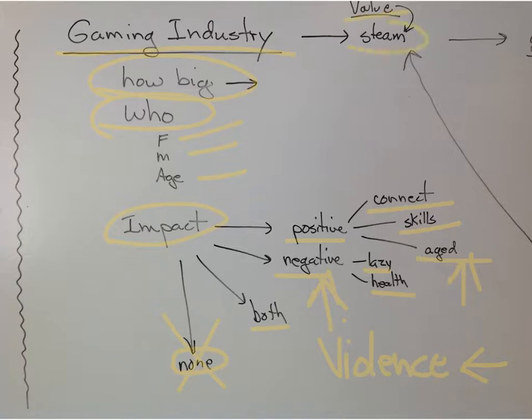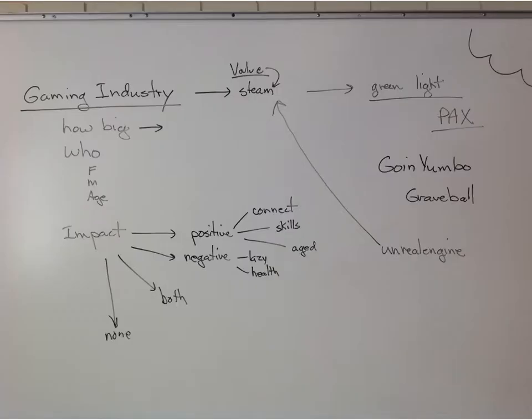Valve is a company that owns Steam, and Steam is a way to game. So we looked at a local example. My son's starting a gaming company called Going Yumbo. The first game is Grave Ball. You try to get a skull in a goal to score, and it's goblins playing and everything. Unreal Engine is what he developed it in.